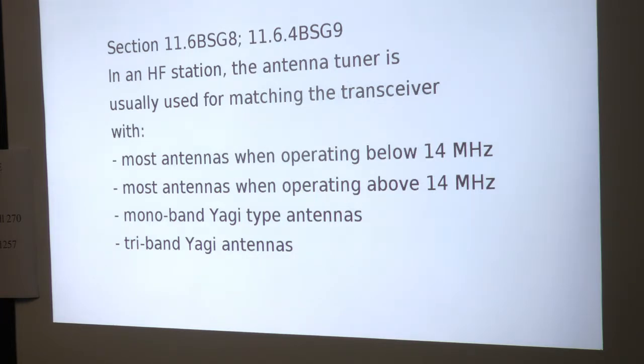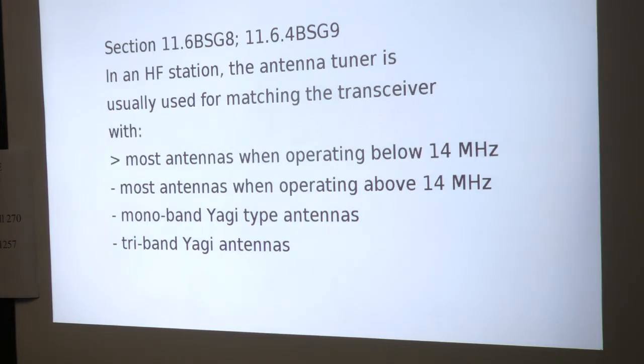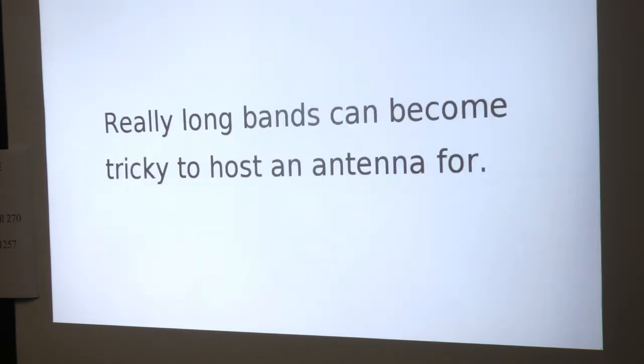Okay. I think number 1 is the answer to this one. Below, yep. So it's below. Most antennas are operating below. Really long bands can become tricky for antennas. The longer the band, the more antenna you need. The more cable you have to spend, the more money it costs. So if you feel like you can get away with it, you can have a worse performing antenna with less cable and material in it. So it's a great reason to have an antenna tuner for those.